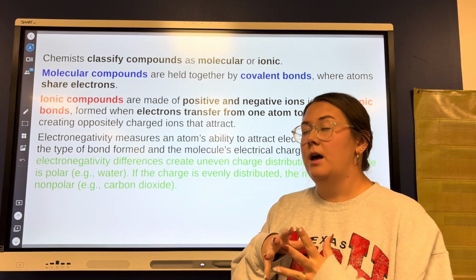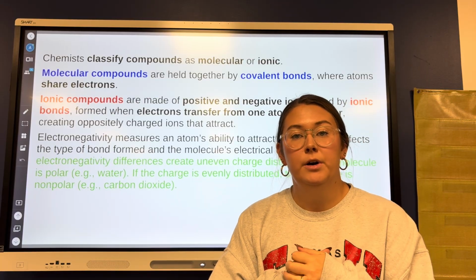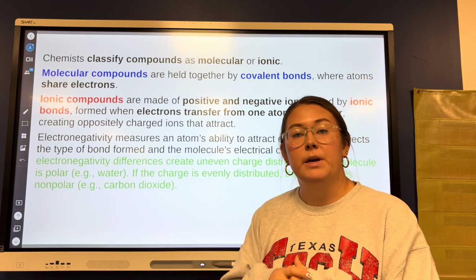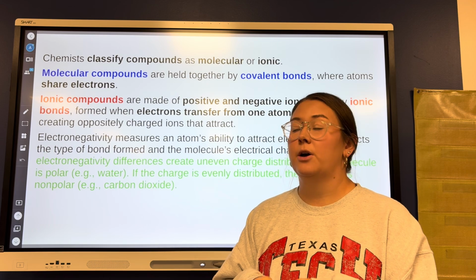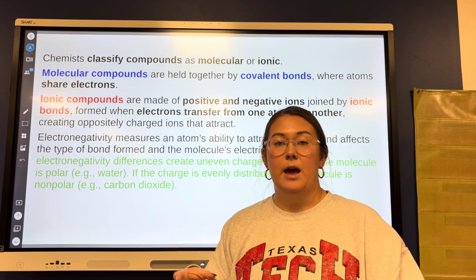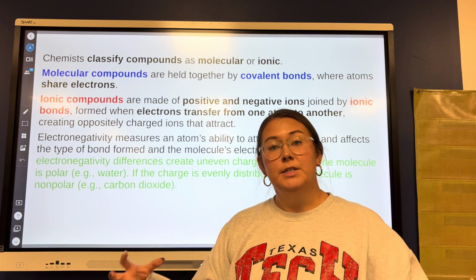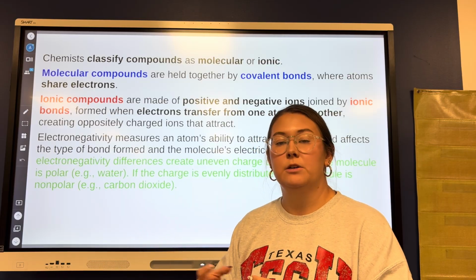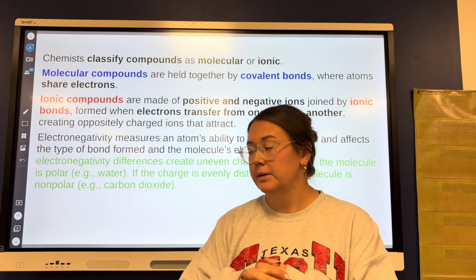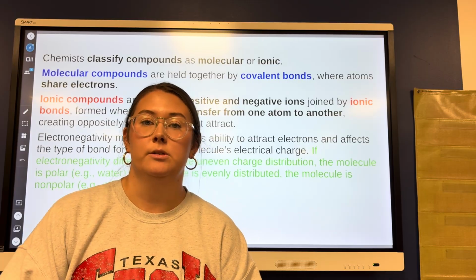Within covalent bonds, we can have what are called polar and nonpolar covalent bonds. The way that we determine if it's polar or nonpolar is all going to be based on the electronegativity differences. So, reviewing from last unit, electronegativity is an atom's ability to attract electrons from another element. If there's a greater difference, the compound would be more polar. If there's a lesser difference, the compound would be nonpolar. So we're going to look at some visuals and a simulation to explore those differences.